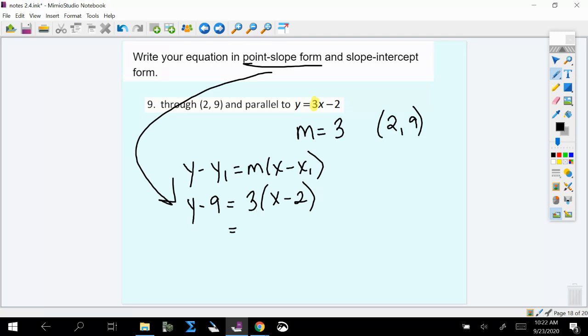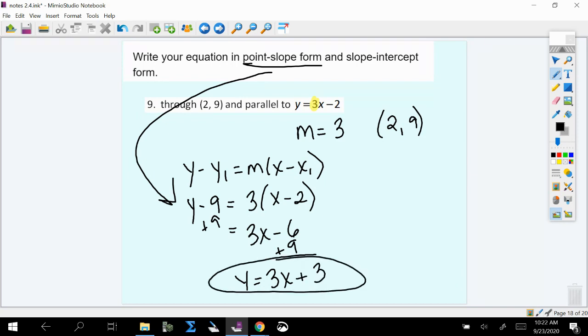If it wants you to go further and get slope-intercept, I'm going to distribute the 3: 3 times x, 3 times -2. And then I'm going to add 9 to both sides to get y by itself, so it's in slope-intercept form. So my answer is y equals 3x plus 3. So that is slope-intercept form. The earlier one was point-slope form.